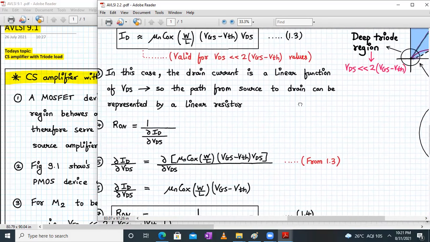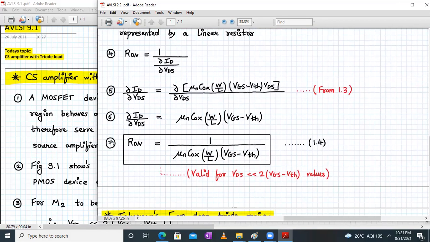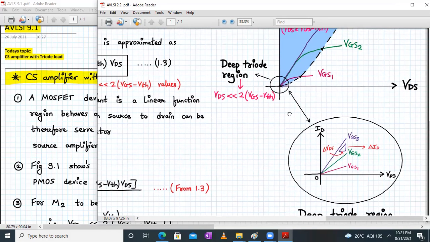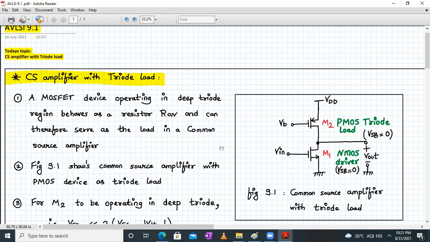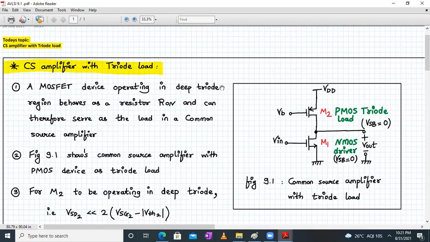Now, we have already derived the expression for R on, which is given by 1 upon mu n Cox W by L times VGS minus VTH. So if you operate your MOSFET in the deep triode region, we can replace it with a two-terminal resistor. That's exactly what we are going to do here. Since your MOSFET can act as a resistor with a resistance of R on in the deep triode region, it can serve as a load in a common source amplifier.